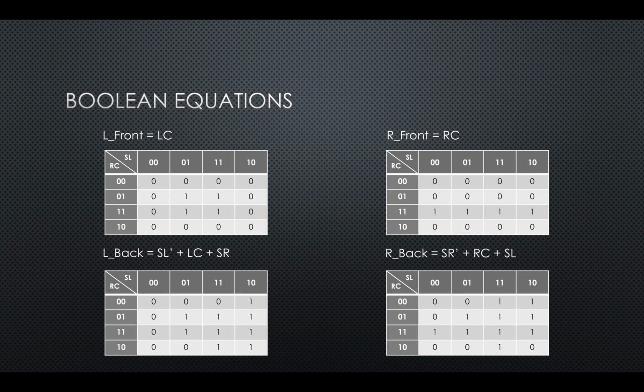With these maps, we can find the reduced Boolean equations for each of the lights, with left front equal to LC and left back equals to SL naught or LC or SR. The right front equals to RC, and the right back equals to RC SR naught or RC or SL. These are the equations we can use. These are the full equations we can use from the truth table.